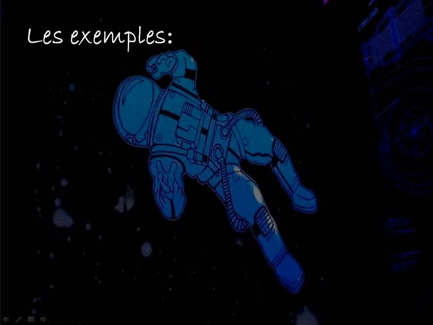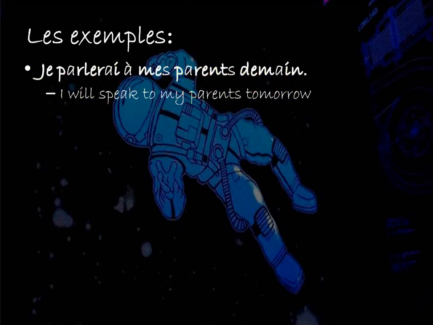Let's see some examples. Je parlerai à mes parents demain. Here you can see how I have added the ending of avoir, that is ai, with the infinitive form of the verb parler to form le futur simple. Je parlerai à mes parents demain.